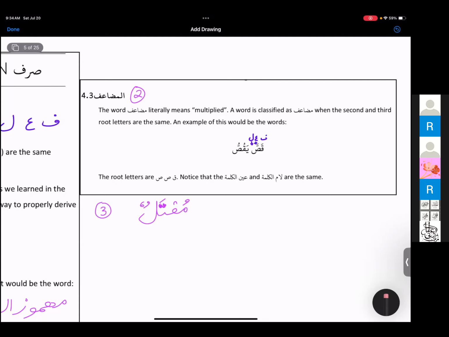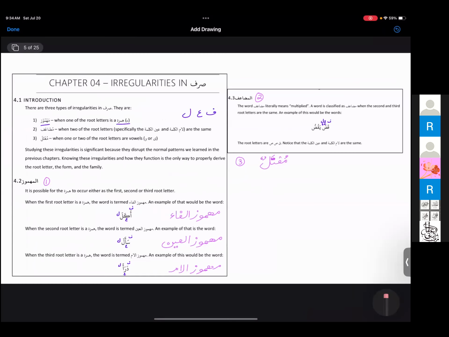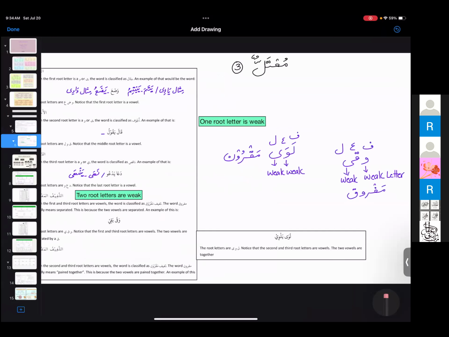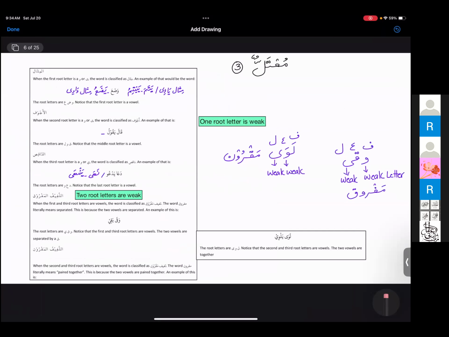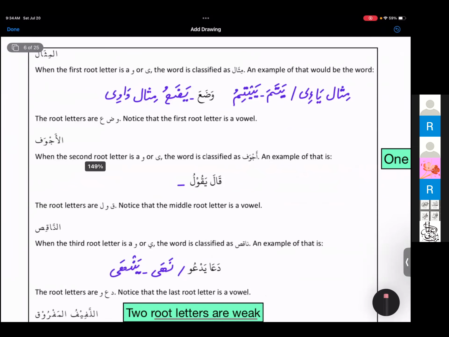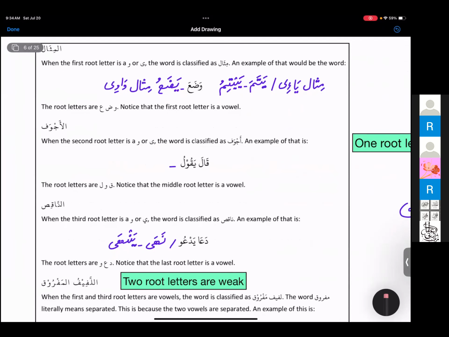And then comes the third one, mu'tal. Now what is mu'tal? When the root letters are waw and ya, then we are going to call that kind of verb mu'tal. And then mu'tal can be divided further into three categories. Okay, what are these three categories? First one is called misal. What does misal mean? Anyone knows? Example.